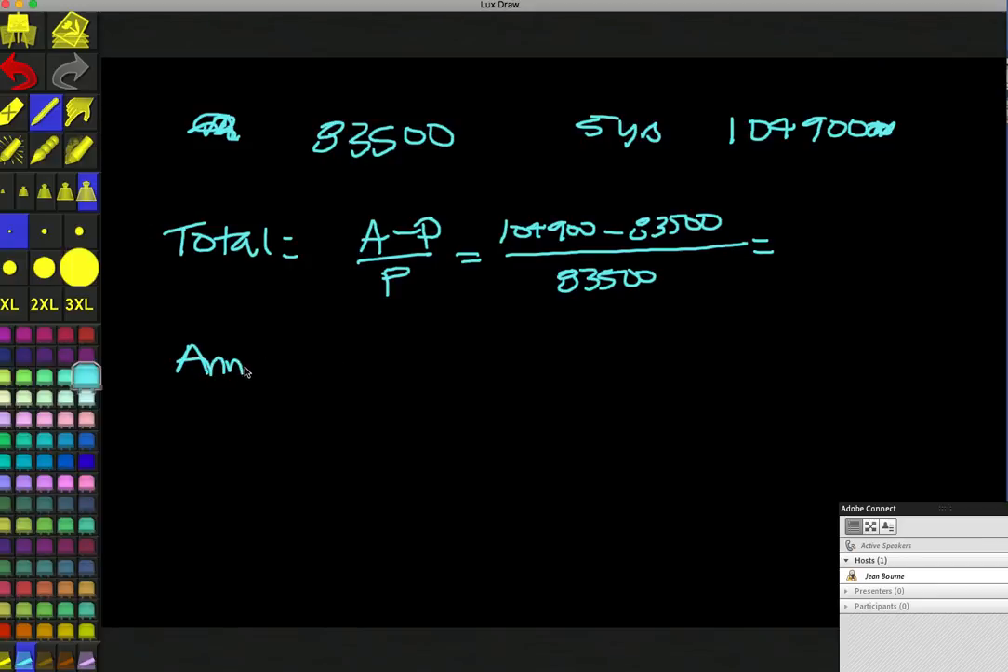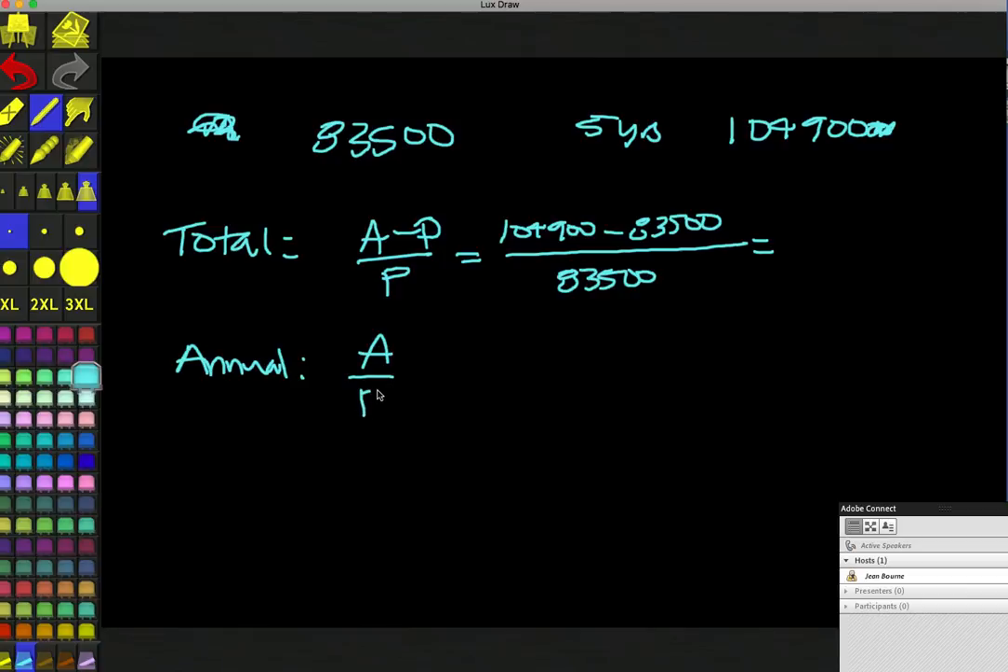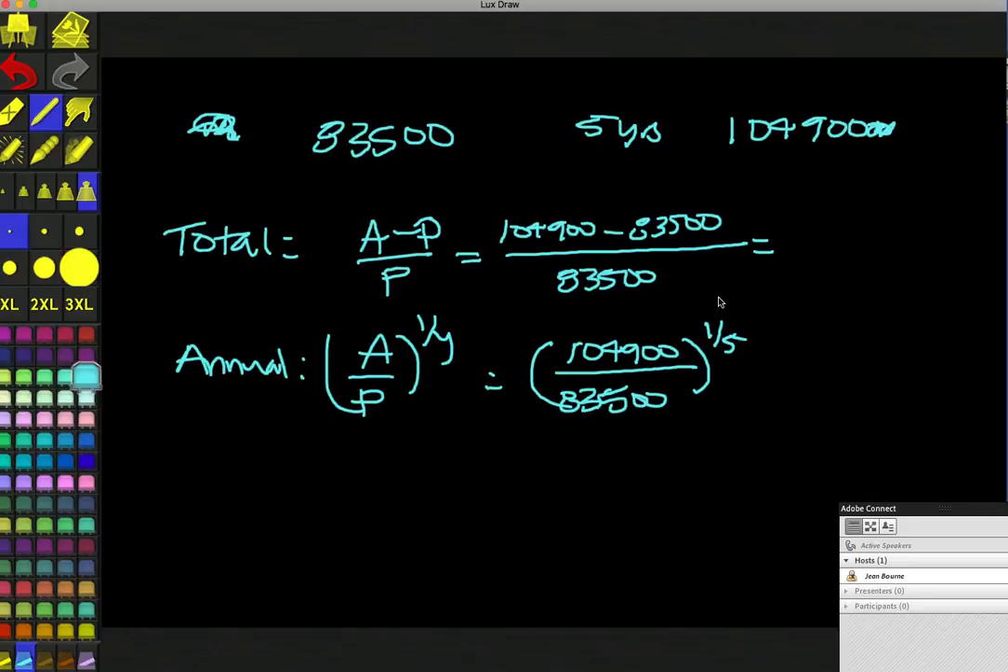Your annual return, it seems like you could just take that answer and divide it by 5, but you can't because it's not accurate. It's kind of close, but it's not accurate. So this formula is the compounded annual growth rate, the annual return right there. A over P to the 1 over Y. In this case, A is again 104,900 divided by my P, which is 83,500. That is raised to the 1 over 5 because it's 5 years. Now let's pull out our calculator and we'll finish this off.